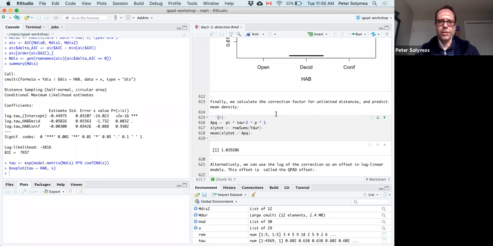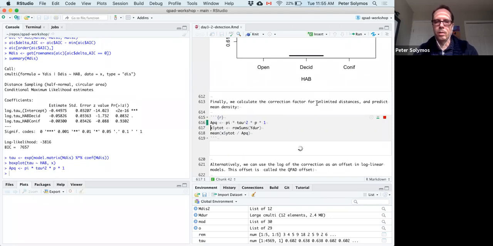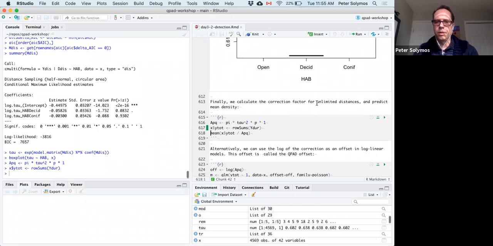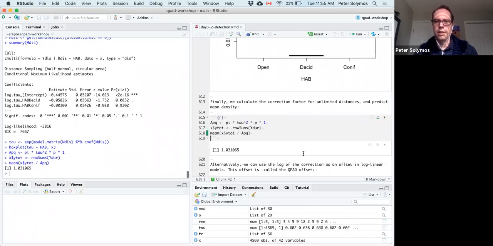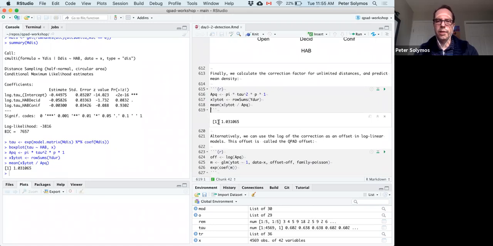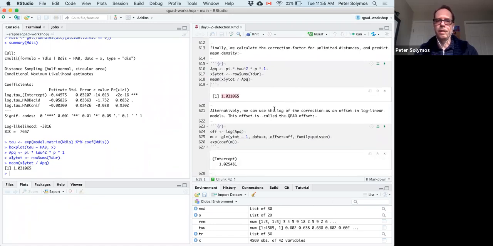So let's see, how do we account for these biases? We calculate the correction as A times P times Q. So we have this corrected number as our new density estimate, 1.03. We can also use these correction values, and the log of them, as an offset in the GLM. So this is what we are going to do on day 4.